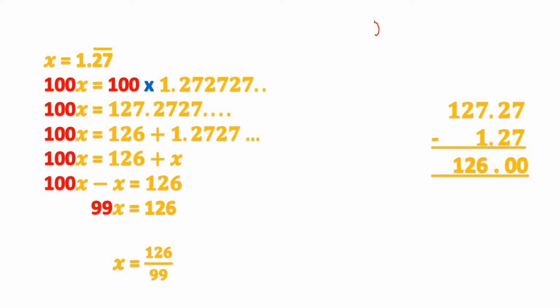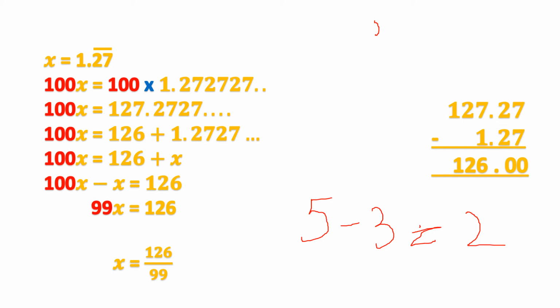5, sorry, 5 minus 3 is what? 2. You know that, right? 5 minus 3 is 2.